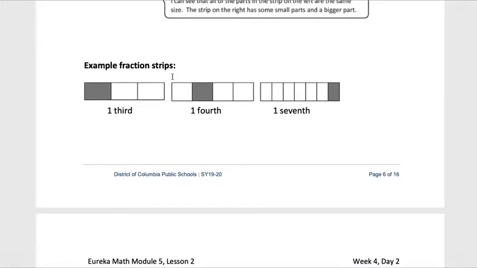Some example fraction strips that they are showing you at the bottom of this page are 1/3, and notice how the 1/3 is shaded. That's 1 out of 3 equal parts, 1/3. 1/4 shows us 1 part shaded out of 4 equal parts. And then 1/7 shows us 1 out of 7 total equal parts.